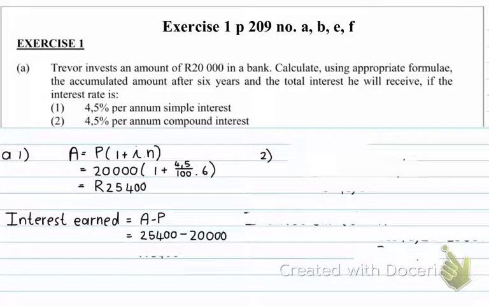If you put that into the formula, you will get an answer of 5,400 Rand. Right, now number 2, they asked the exact same question, except now it is 4.5% per annum compound interest.